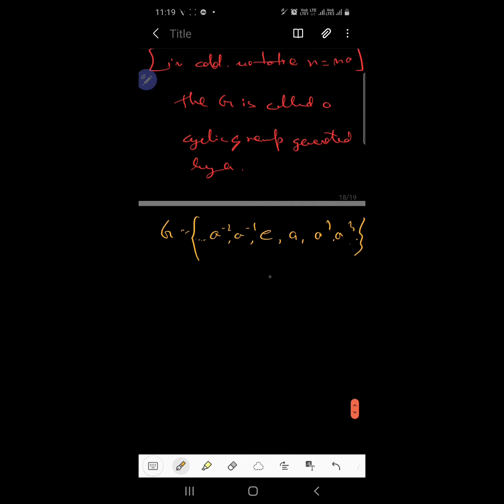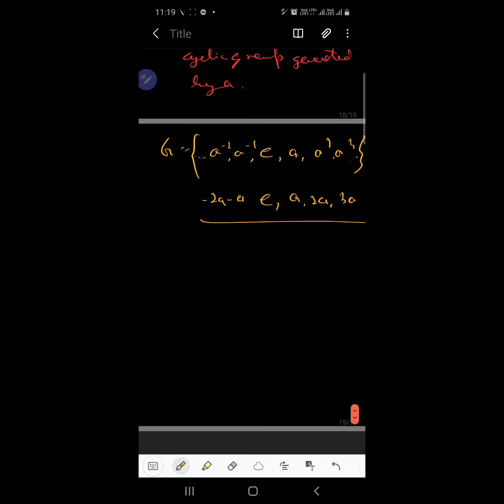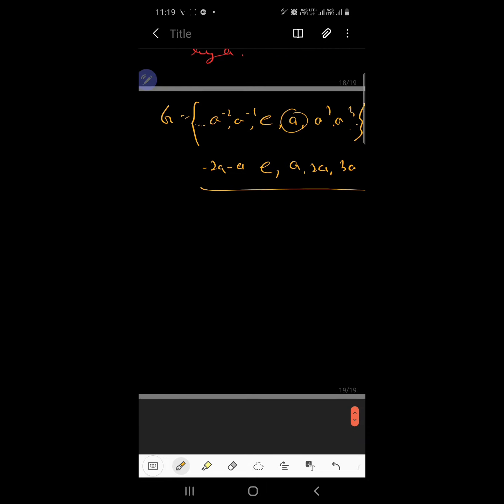In additive notation, it will be E, here you have A, here you have 2A, here you have 3A, here you have minus A, here you have minus 2A. Got it? In this way. And this cyclic group which has a generator A is written as G equals angle brackets A, or like this.